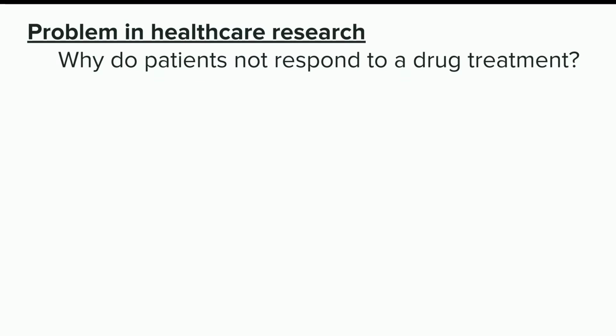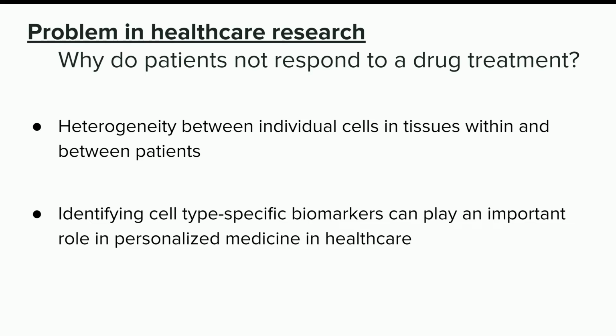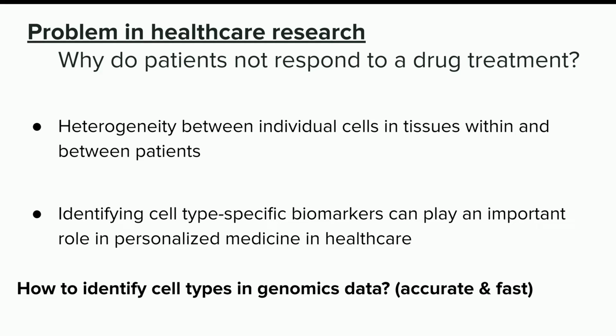Okay, so in terms of healthcare research, one question that we often ask is, why do patients not respond to a particular drug treatment? Of course, we all know that there is heterogeneity between all of us here in the room. There's heterogeneity between the individual cells in our individual tissues. And identifying cell type specific biomarkers can really play a very important role in personalized medicine. So one of the things that I have been focused on is, if we need to identify cell type specific biomarkers, how can we go about identifying just cell types themselves with genomic data that's of course accurate and fast?